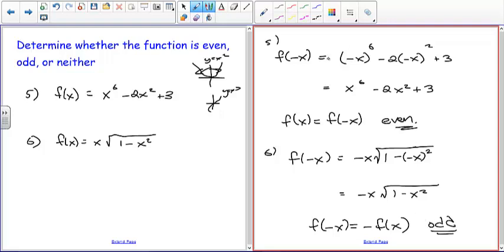Now if I had something up here like x to the 6th minus 5x to the 5th, then it wouldn't be either even or odd. I think that's true. Okay, so that's it.